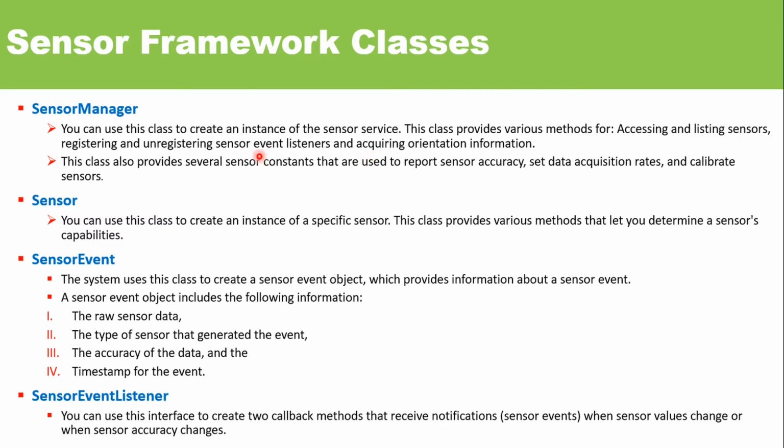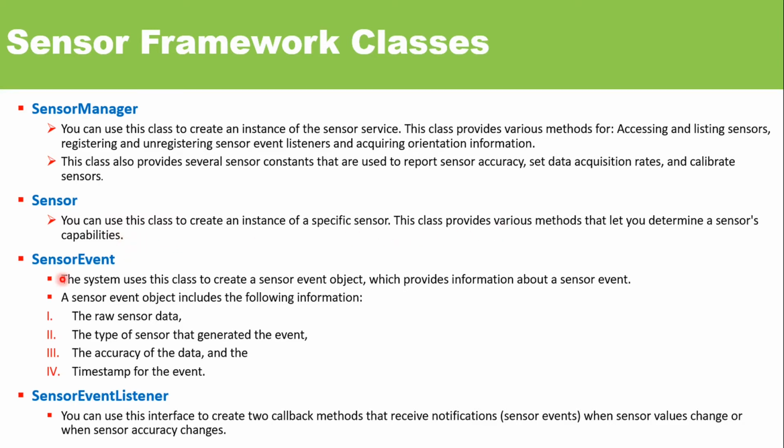Other than this, the class also provides several sensor constants that are used to report sensor accuracy, set data acquisition rates, and calibrate sensors. Now moving on to Sensor, you can use this class to create an instance of a specific sensor. So using this Sensor class, you can create objects of this sensor. This class provides various methods that let you determine a sensor's capabilities, which we will see later on.